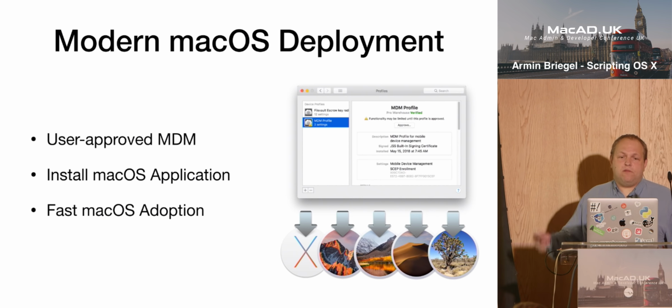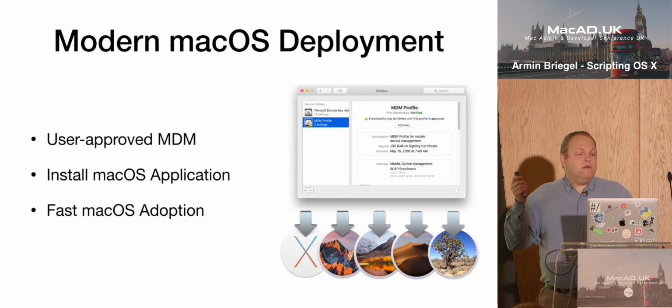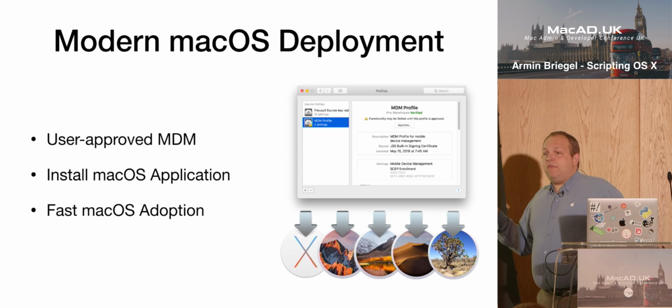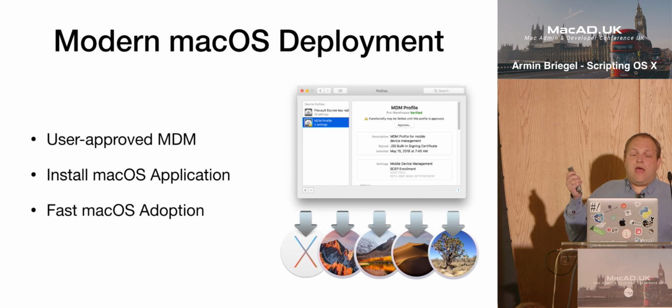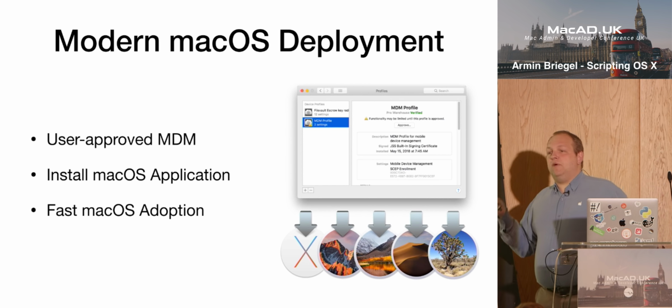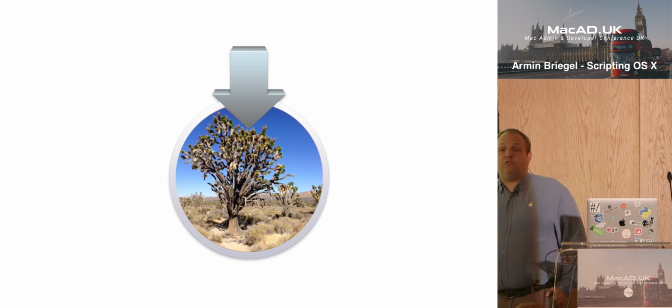So, modern macOS deployment. You have to have user-approved MDM. You should look at the Install macOS application and the startosinstall tool. And you have to be able to adapt quickly to macOS. And then you'll be prepared for whatever Apple brings at Developers Conference. My bet is Joshua Tree.